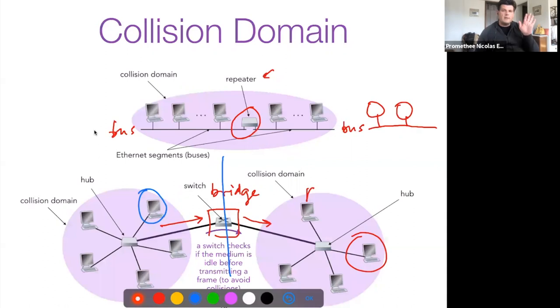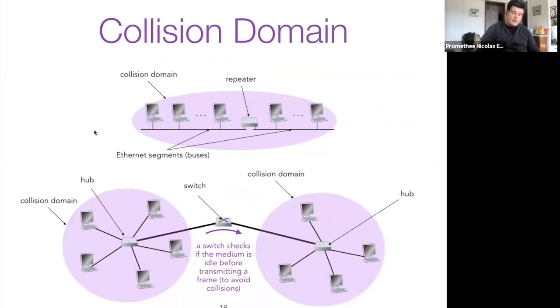The repeater doesn't ask questions. I send the signal. That's the reason I have two collision domains, because one transmission here doesn't mean that it will overlap with another transmission in the other domain that is local. So you can have two transmissions at the same time, if the source and destination are not in the same domain, and that would not create a collision. But you have to be careful.